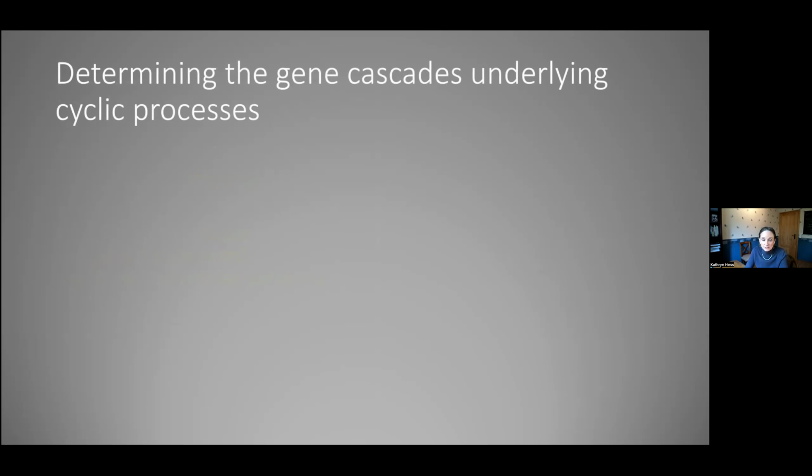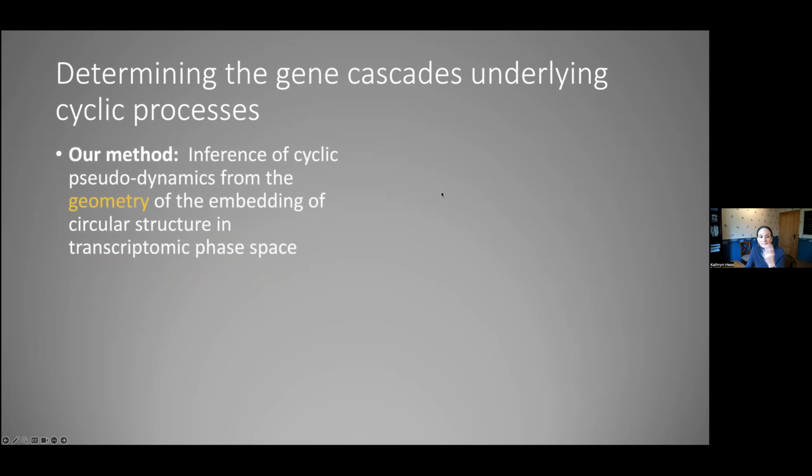The other challenge that we deal with is, once you determine one of these circular processes, how can you find what cascade of genes, so one gene expression leading to expression of another gene, leading to expression of another gene, underlies these cyclic processes? So here, the method that we use is actually going to use geometry now. We're going to look at how the gene expression structure is really embedded in the whole phase space of the transcriptome, the geometry of that embedding, and from that be able to infer something about the cyclic pseudo-dynamics, which is inferring some sort of time component, some sort of temporal component.